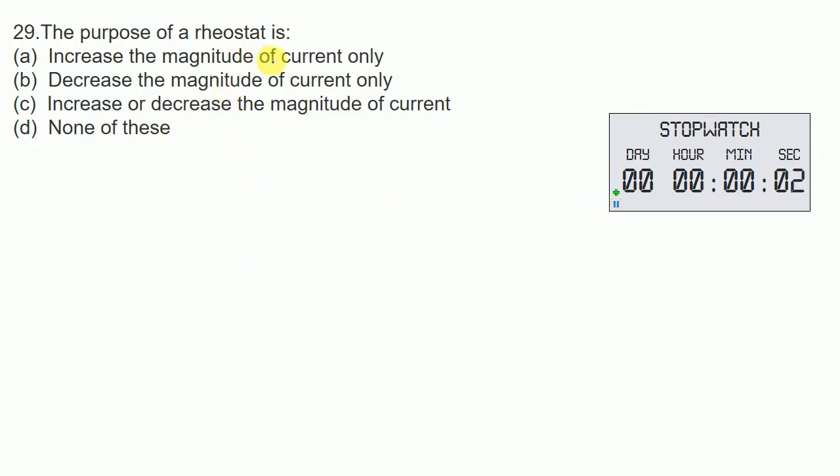The purpose of rheostat is, you have heard rheostat, to increase the magnitude of current only, decrease the magnitude of current, increase or decrease the magnitude of current, and none of these. What does a rheostat do? We use it in verification of Ohm's law, right? So obviously its work is to increase or decrease the magnitude of current. Clear? Okay, so option C.